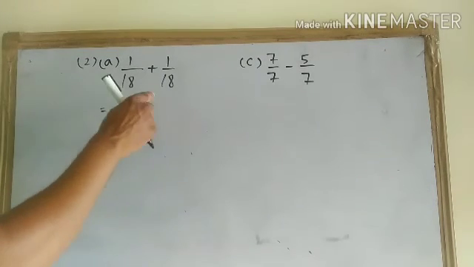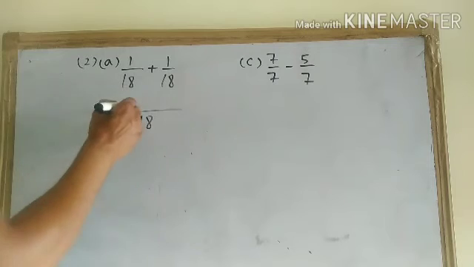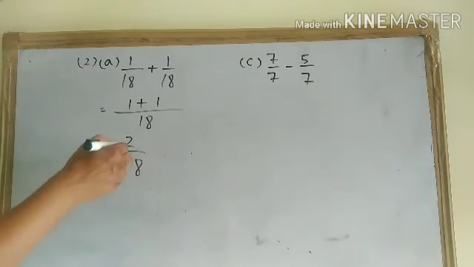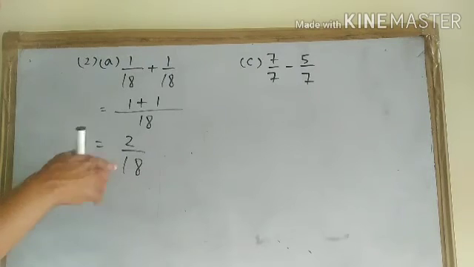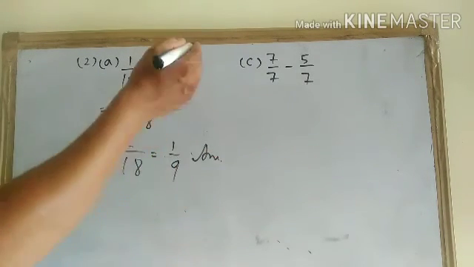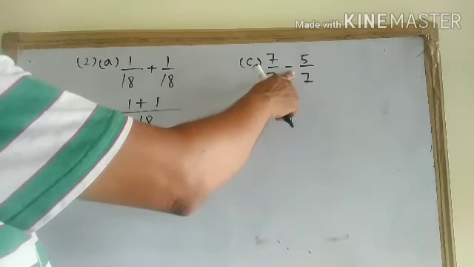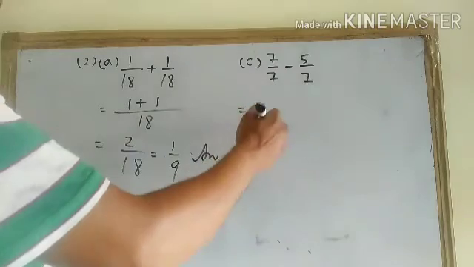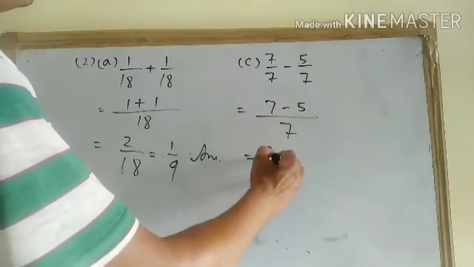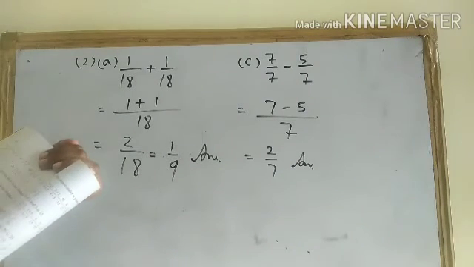So here we see the denominator is the same, so we can put one line, and then we write 18 one time, and here we write 1 plus 1, then the answer is 2 by 18. Now these two numbers are divisible by 2, so you will get 1 by 9. This is your answer. Same problem here in the C part, but the difference is that here you can see the minus sign. So we will take 7 and then 7 minus 5 equals 2 by 7. This is your answer.